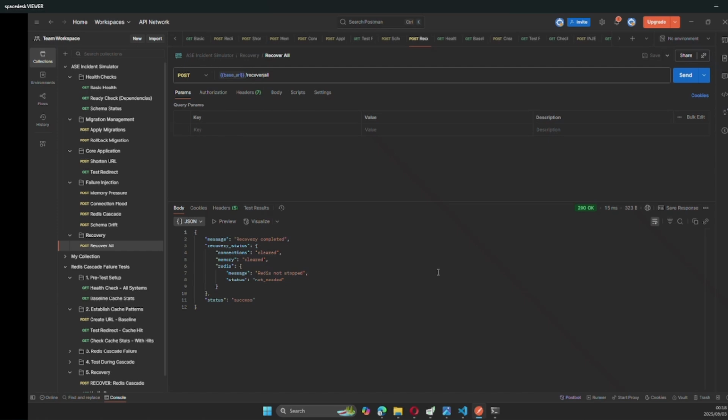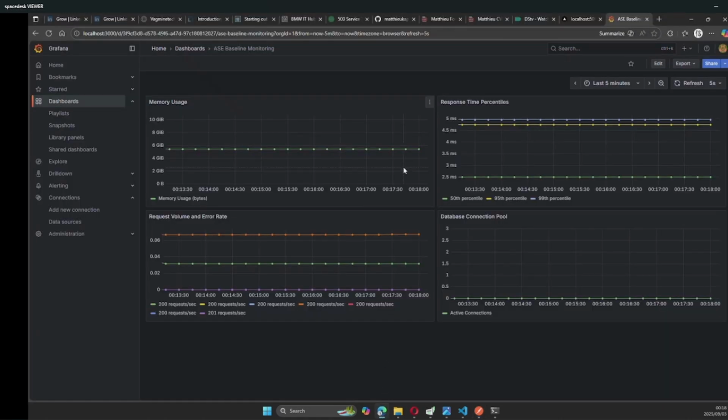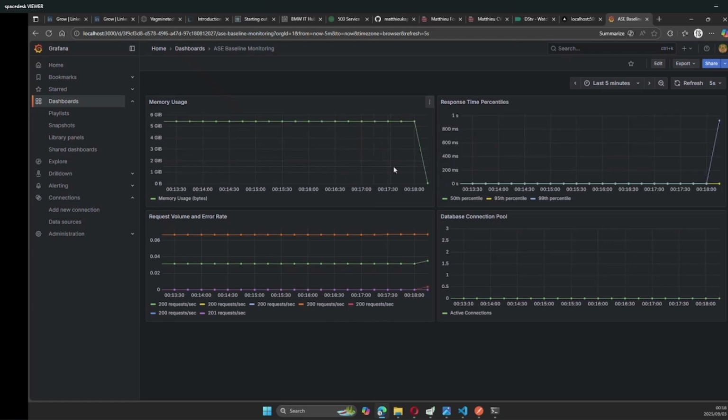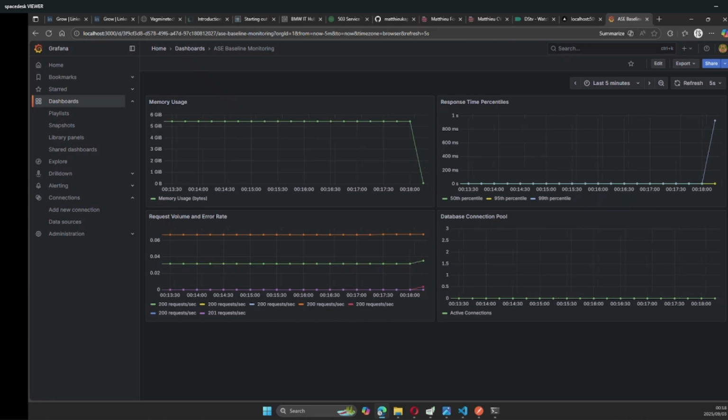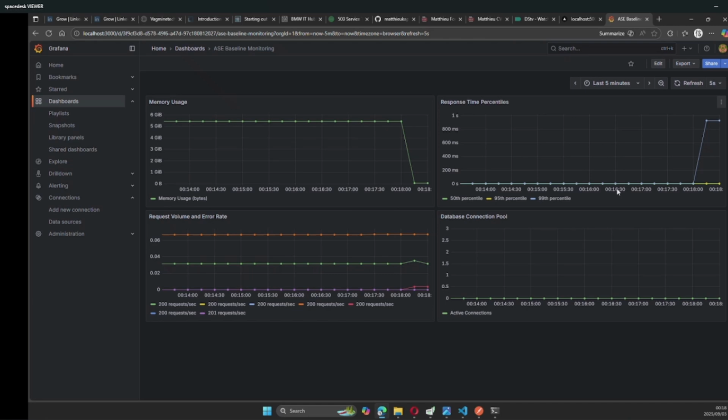All right, so for our recovery procedure, we'll hit our endpoint over here, and we'll watch the dashboard in action. We'll see how the memory drops instantly back to the 64 megabyte baseline, just like that. The response times also normalized to sub-milliseconds. Yeah, over there, literally 800 milliseconds. And the complete system restoration took about 30 seconds.